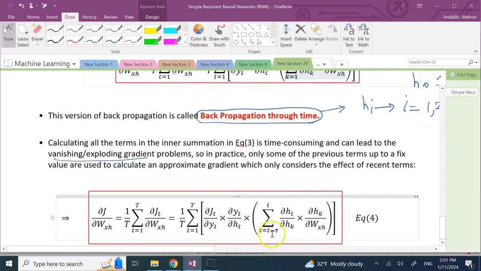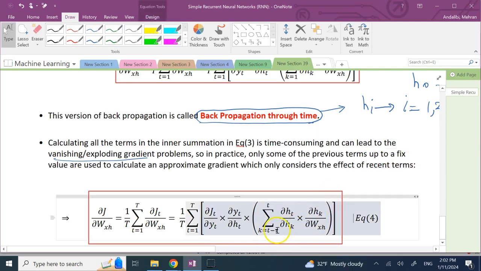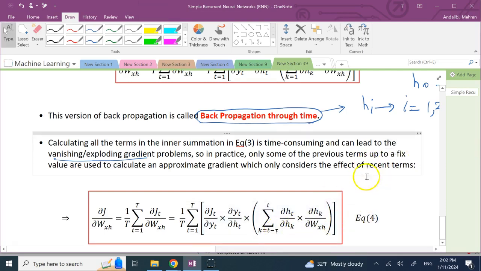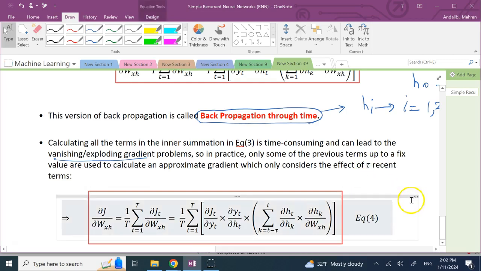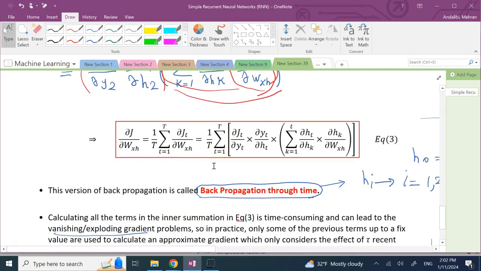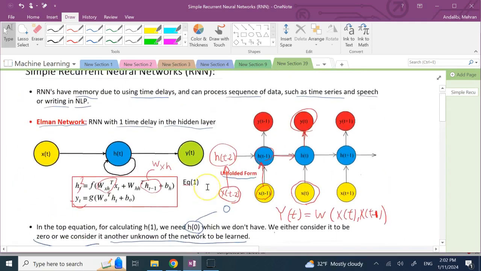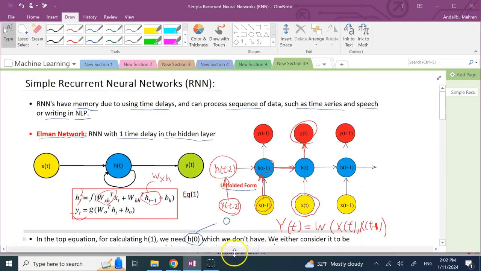We go to k of t minus tau, so we only go tau steps back, and from there you go to t. This tau is another hyperparameter that you can choose. So you only look at some recent terms, the effect of basically tau recent terms, and again, that's a hyperparameter for you to choose. It's shown that this way many of these existing problems go away and you get better convergence of your RNN network.